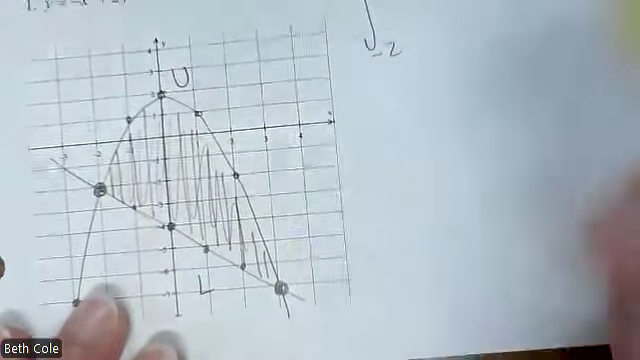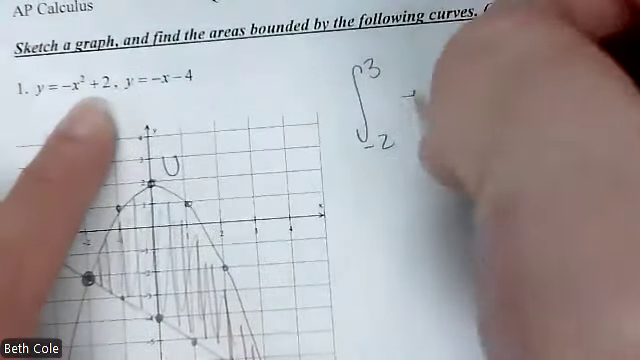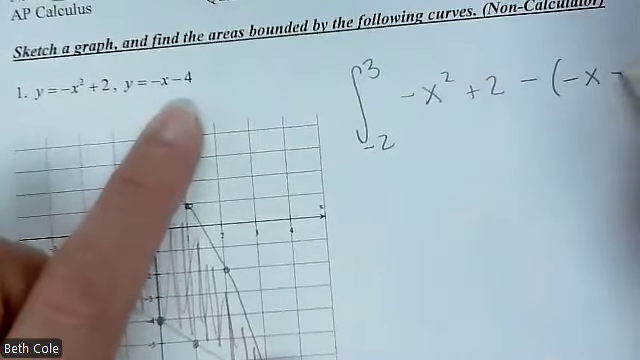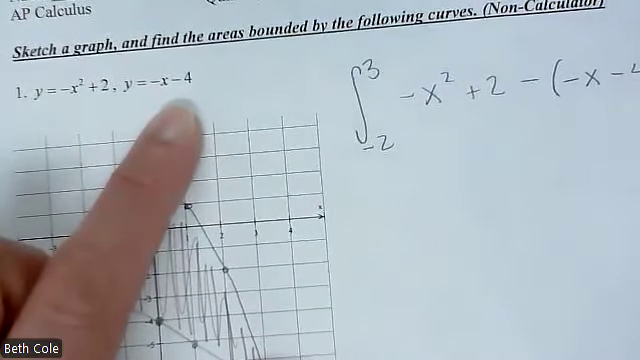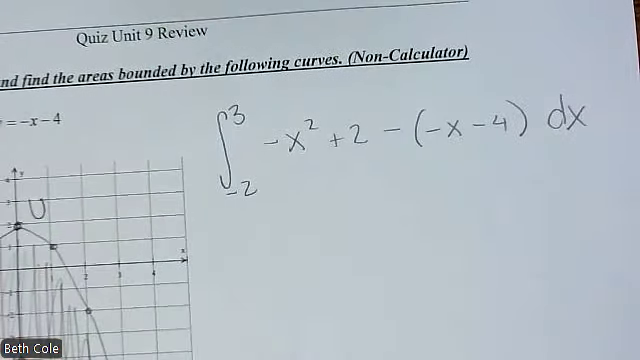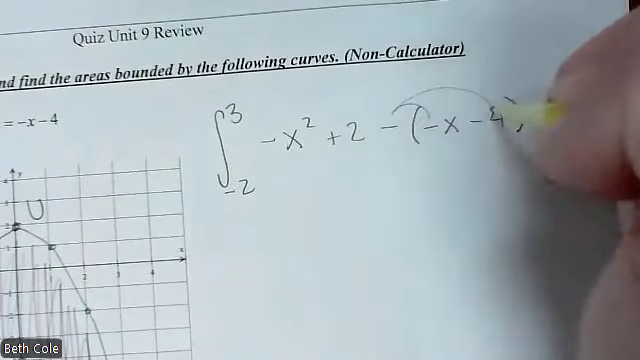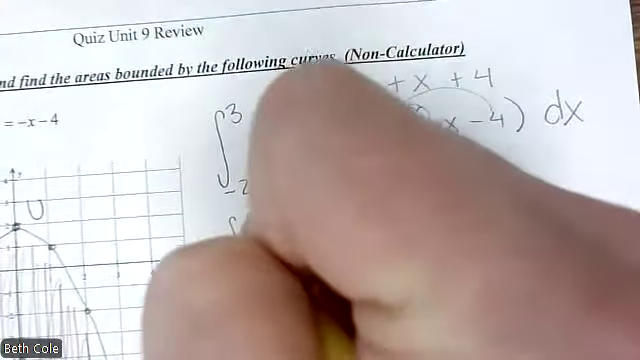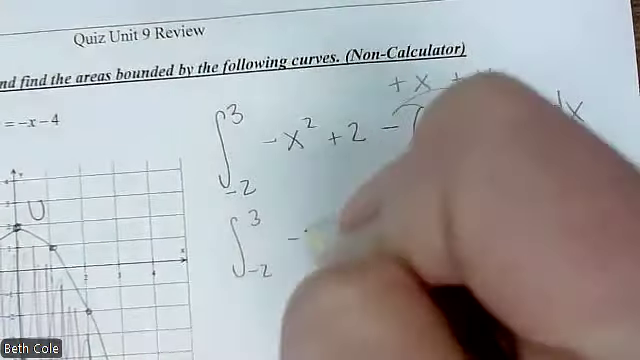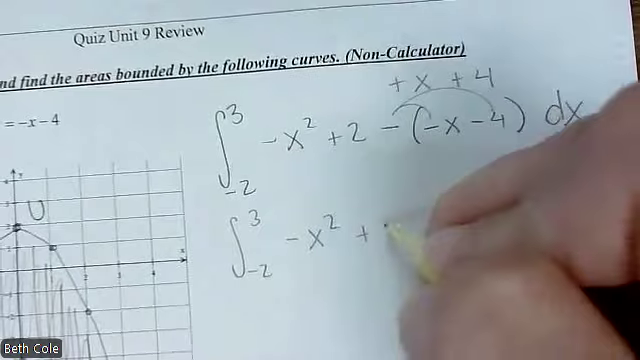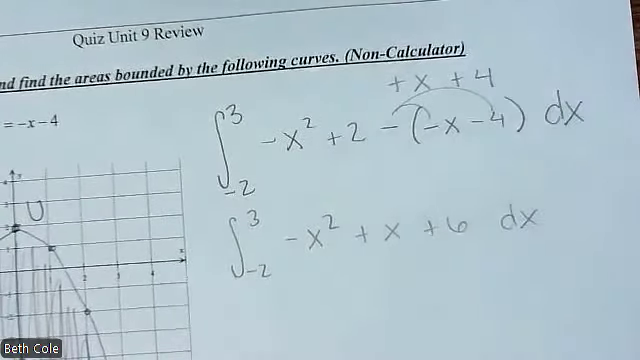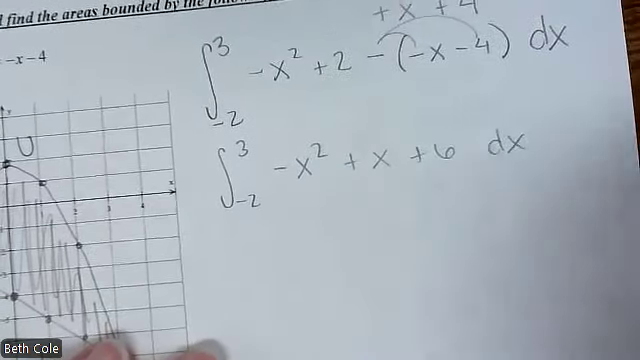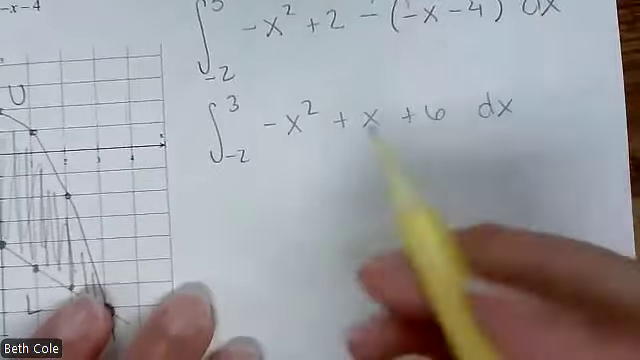So the upper one is the parabola, that's this one, minus the lower one, which is the line, and then dx at the end. So it should look like that. So I'm going to distribute that negative through here. It's going to make it a plus x plus 4. And then combining my like terms, negative x squared plus x plus 6. I kept the integral and I kept the dx because I didn't actually do the antiderivative yet. I'm just simplifying it down.